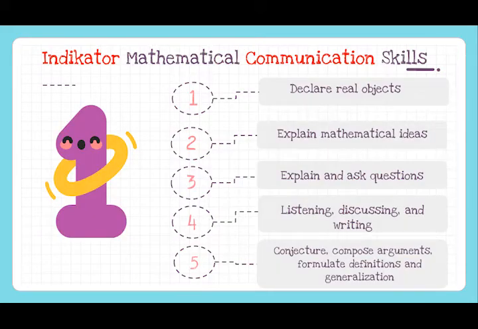Indicators of mathematical communication skill. A. Declare real object situations and daily events into the form of a mathematical model, picture, table, graph, or algebraic expression. B. Explain mathematical ideas and models, pictures, tables, graphs, and algebraic expressions into ordinary language. C. Explain and ask questions about mathematical learning. D. Listening, discussing, and reading about math. E. Reading with understanding written achievement, and F. Conjecture, compose arguments, formulas, definitions, and generalizations.